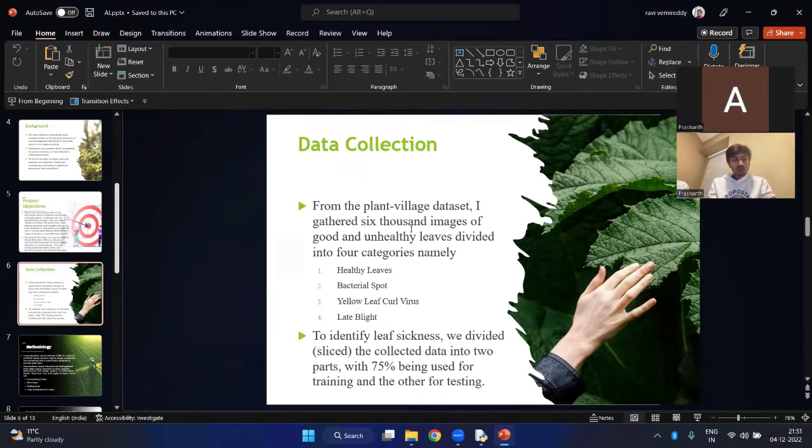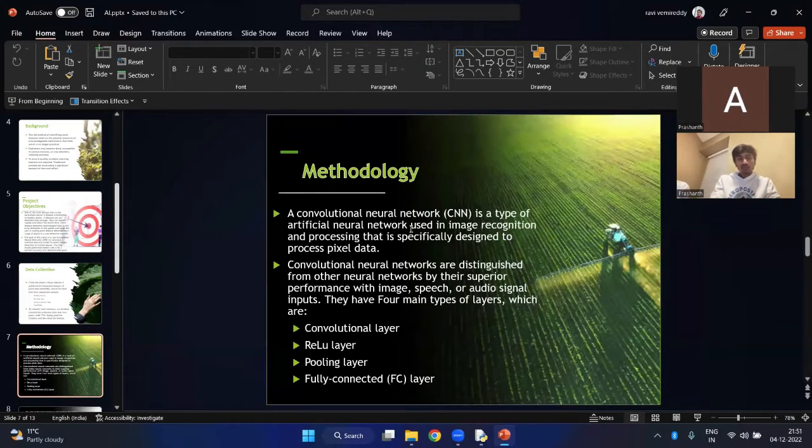Next, moving to the next slide, this is the methodology. For this project, we have used a convolutional neural network method, that is a CNN. It's a type of artificial neural network used in image recognition and processing that is specially designed to process pixel data.